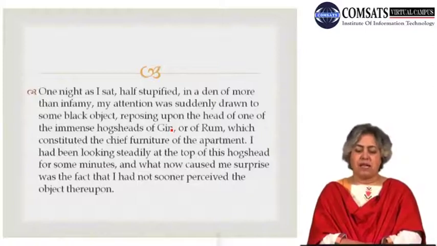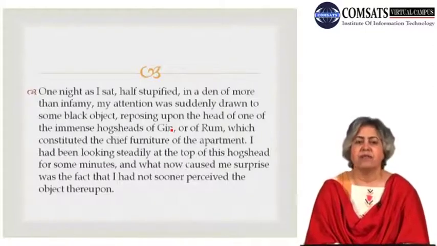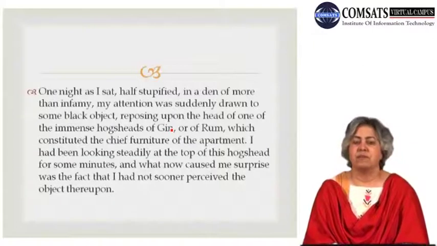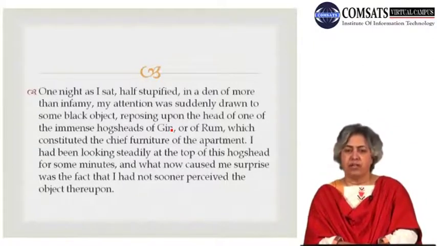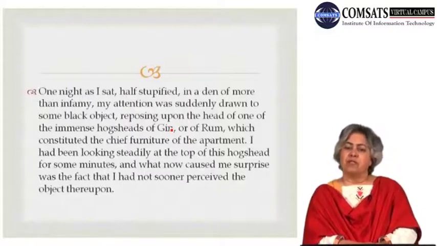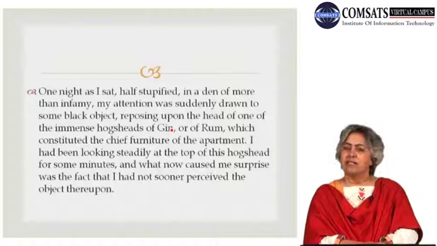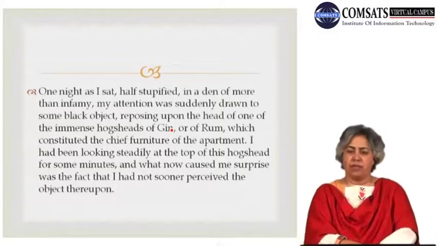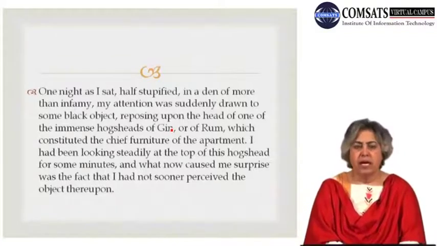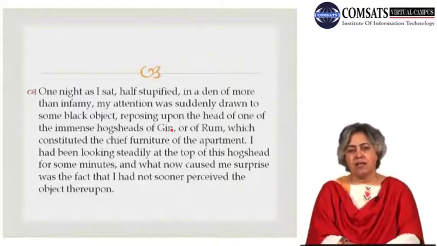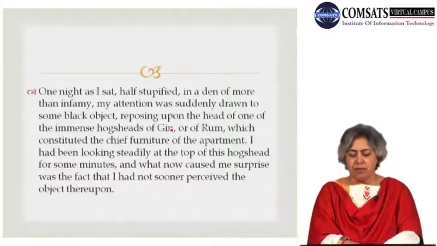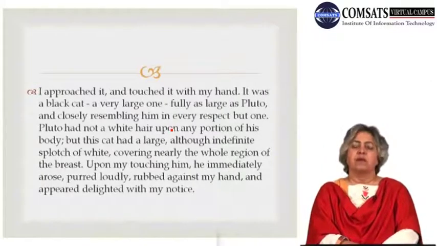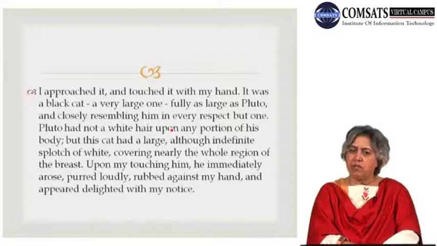One night, as he says, "as I sat in a den of more than infamy, my attention was suddenly drawn to some black object reposing upon the head of one of the immense hogsheads of gin or rum." So in one of these drinking halls, he sees a black cat sitting on this huge barrel of gin or rum or whatever it was. And he says that he sat looking at it, and he had the impression that the cat was also looking at him.